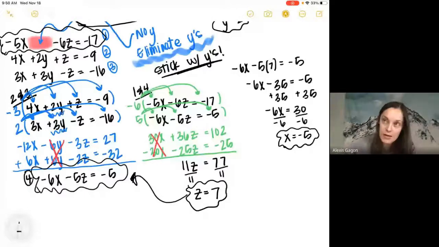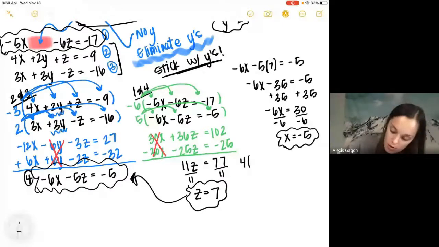Now we have z and we have x. So we're going to plug that into equations. It would normally be 1, 2, or 3, but this time it's just going to be 2 or 3, since those are the only ones with y's there. Because if we plug it into equation 1, there's no y there, so there's nothing to solve for. So let's plug it into equation 2.